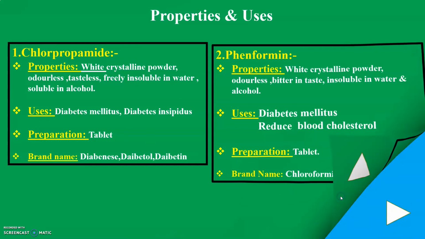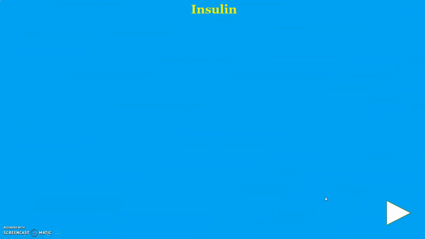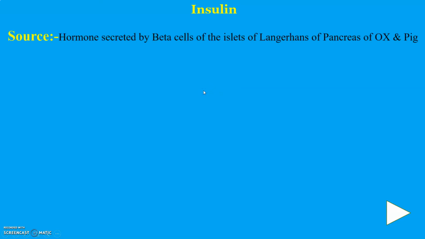So the next point is insulin. In the last 4 exams conducted by the MSBTE exam authority, questions were asked frequently on what is the source of insulin and what precautions should be taken during the storage of insulin in the Pharmaceutical Chemistry 2 subject. So what is the source? It is secreted by beta cells of the islets of Langerhans of the pancreas of ox and pig, and is available from the ox and pig pancreas.